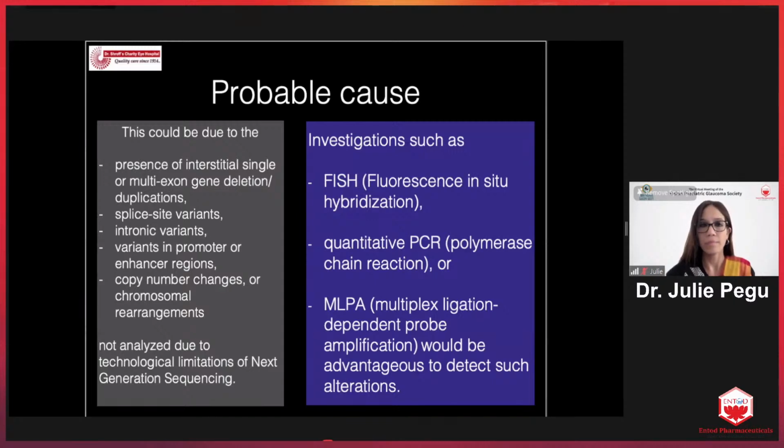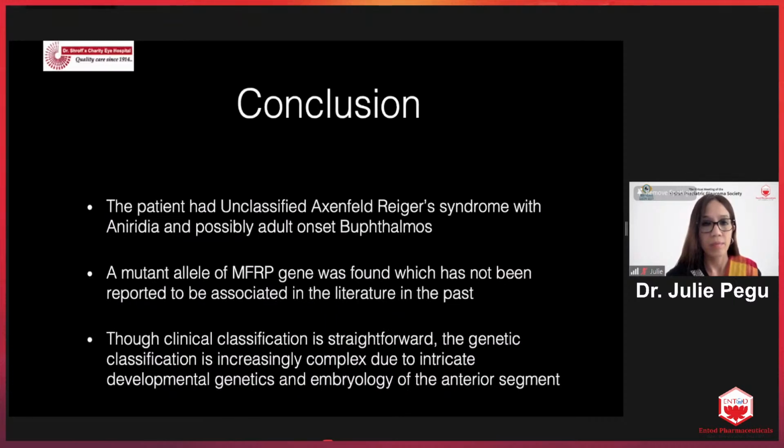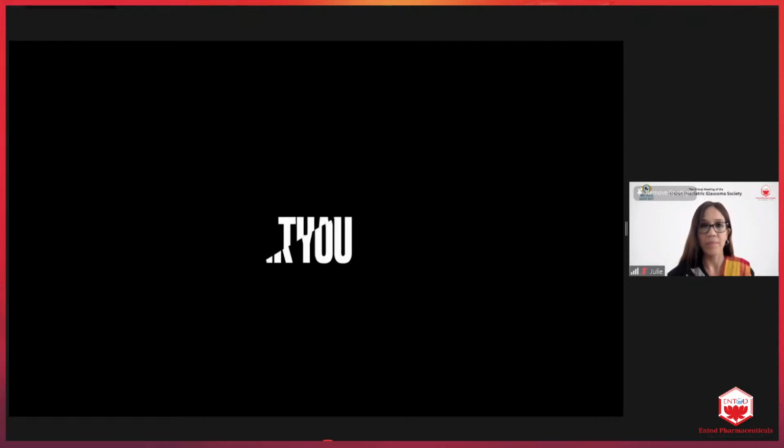So the probable cause could be due to the presence of interstitial single or multi-exon gene deletions or duplications, splice site variants, intronic variants, variants in promoter or enhancer regions, or chromosomal rearrangements which could not be analyzed. So though clinical classification is straightforward, the genetic classification is increasingly complex due to intricate developmental genetics and embryology of the anterior segment.